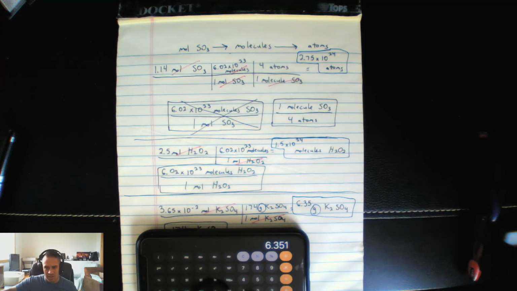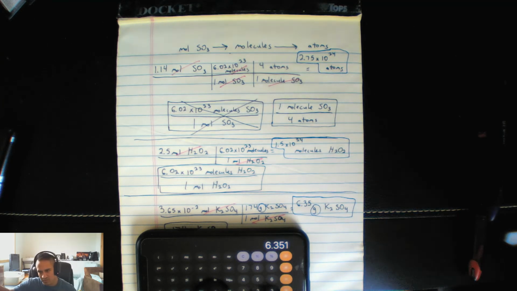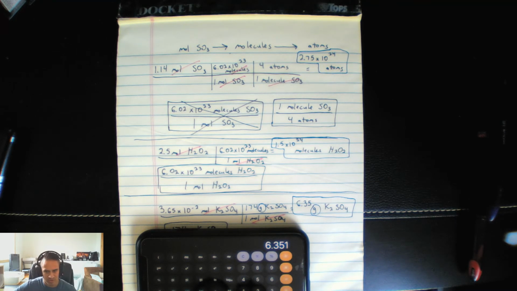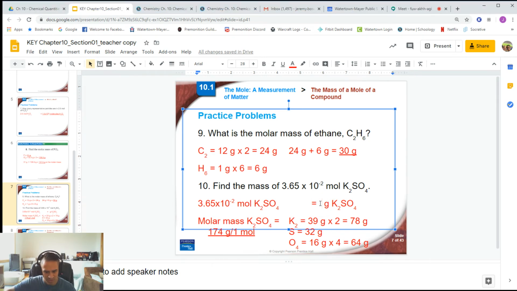Okay? So this section of notes didn't really have that process lined out, but I mean, we've been doing conversions with moles and particles. We're pretty much doing the same thing. We're just using a different conversion factor. So 6.35 grams of K2SO4, that is our answer that we are looking for.